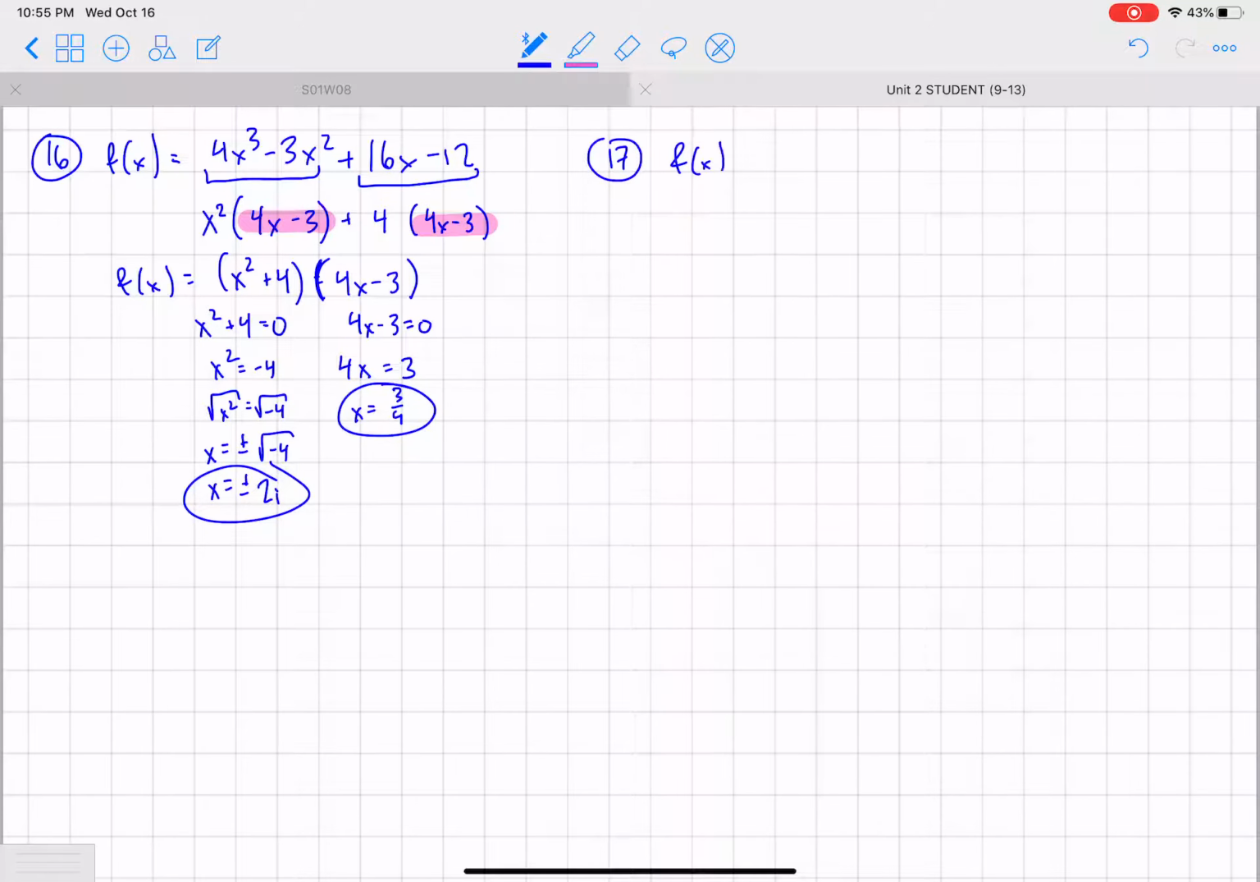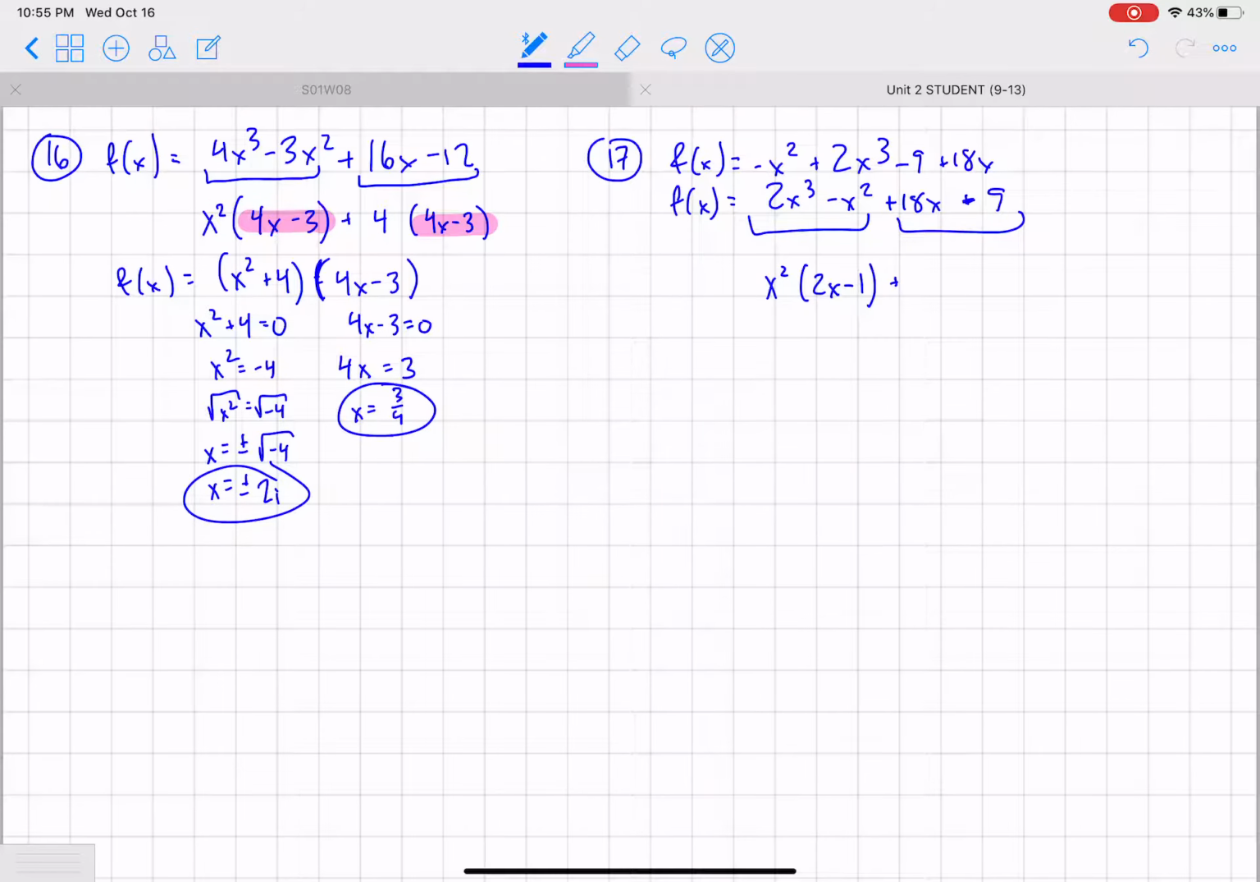17 is f of x is equal to negative x squared plus 2x cubed minus 9 plus 18x. This one is not in standard form, so let's rearrange it. 2x cubed minus x squared plus 18x minus 9. So again, try to group it up. Can't take anything out of those coefficients, so we just get 2x minus 1. Over here, it looks like we can take out a 9. So 2x minus 1. So again, because these match, we can group it up in another way. So x squared plus 9, 2x minus 1, and that's f of x in factored form.